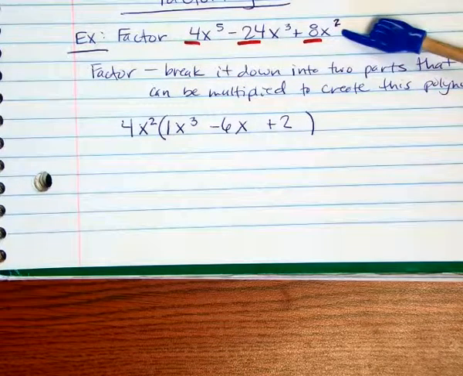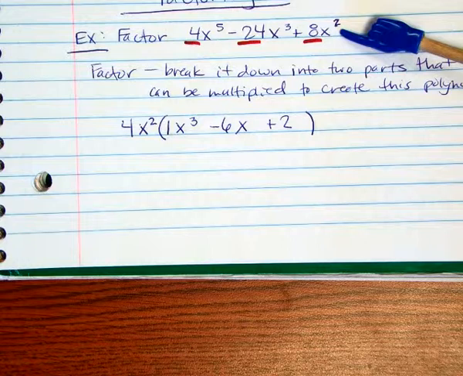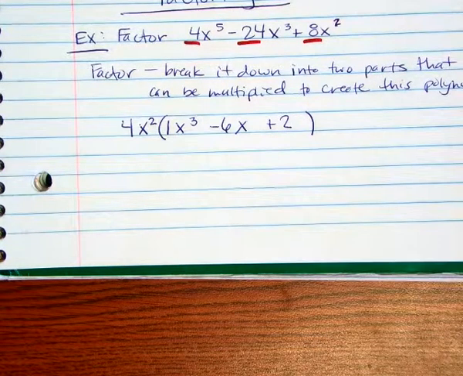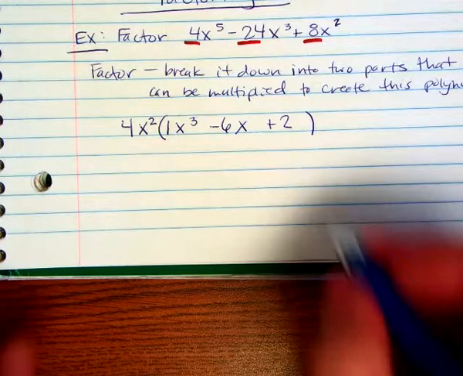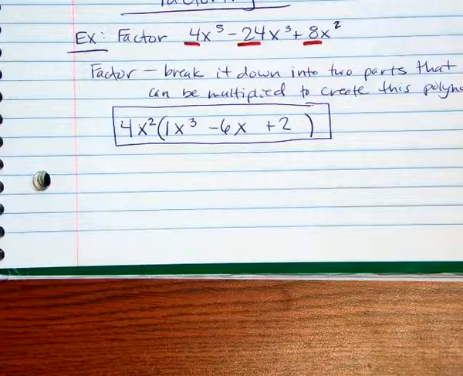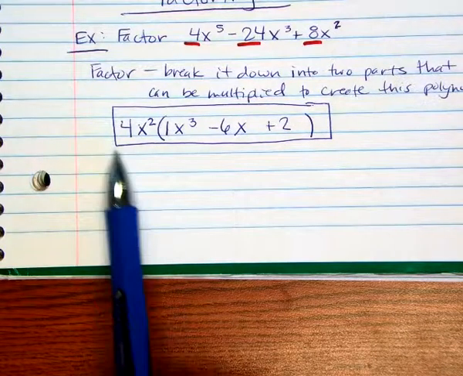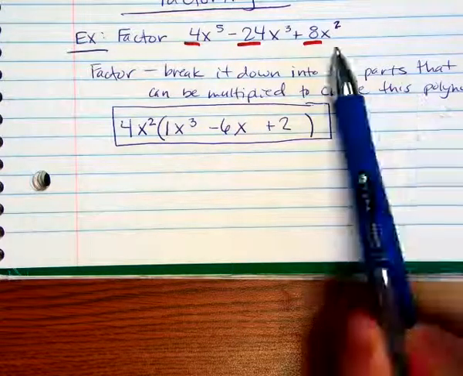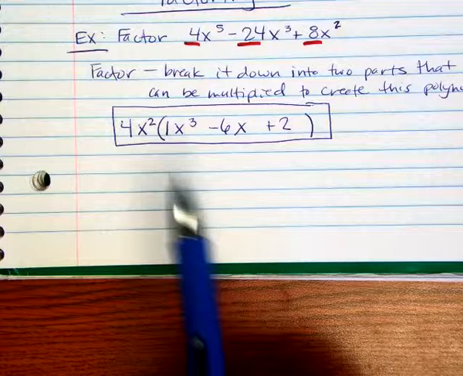Please be very careful in the final term. I had 2 here, but I took 2 out. So how many do I have left? None. There are no x's left, which means this is it. I mentioned that by factoring, we're breaking it down into 2 parts, a monomial and a polynomial, that can be multiplied to create this polynomial. Well, double check your work.